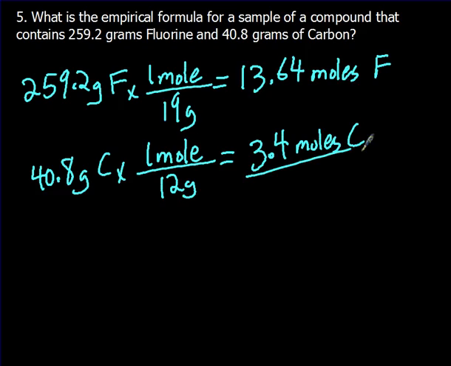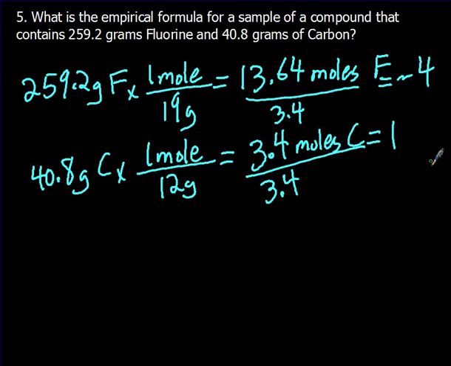In this case, it's 3.4, and that'll just give you 1, right? And 13.64 divided by 3.4 gives you about 4. And what we're saying here is now, for every 1 mole of carbon, you have 4 moles of fluorine. So you can deduce that your empirical formula is CF4, because we have 4 moles of fluorine for every 1 mole of carbon. So that's the empirical formula.